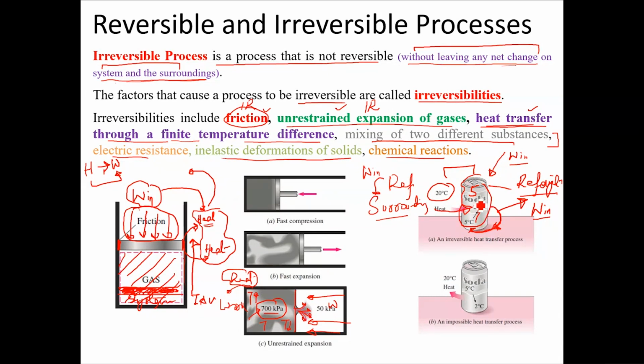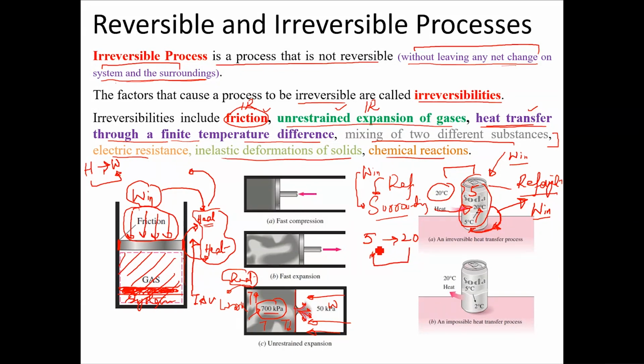Now it's clear that the soda can moved from 5 to 20 degrees centigrade, and then it moved back again to 5 degrees centigrade. The system, which is your soda can, gets back to the original condition. But are the surroundings back to the original condition? No. There has been work involved, which is unaccounted for. Since your surroundings cannot come back to their original condition, you would recognize this process as an irreversible process.